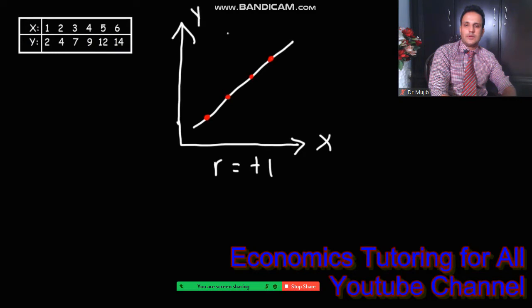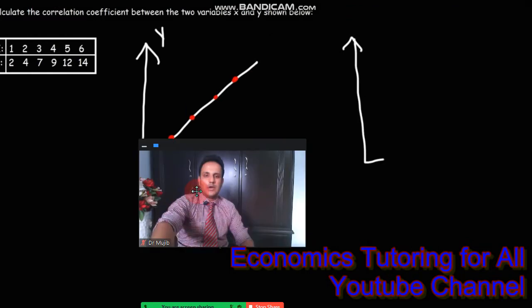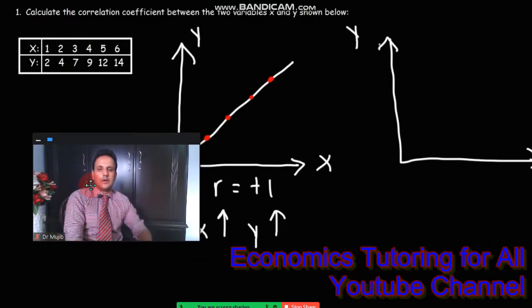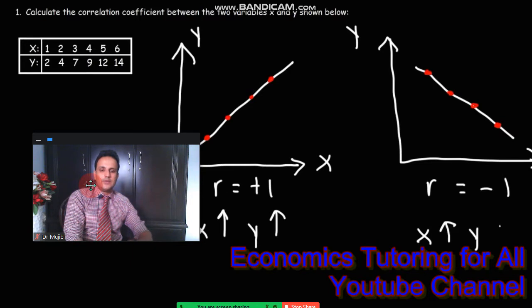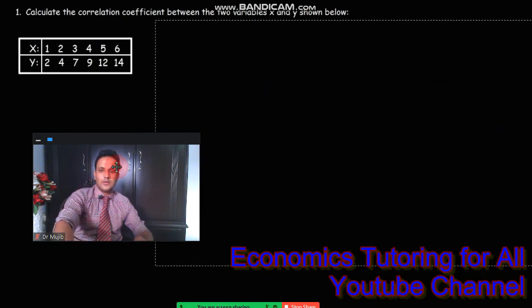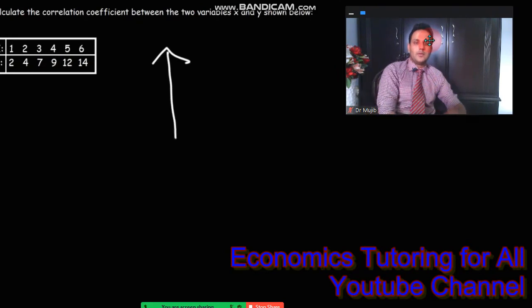If we represent the vertical axis by y and the horizontal by x, this means that when x increases, the y also increases, and if x decreases, the y also decreases. We have to take another example, where the line is moving downward. In this case, the relationship is negative, r is equal to -1, which means that the line is moving downward, and if x increases, y decreases, and if x decreases, y declines. So this is the association between the two variables. That means correlation can be 0, and it can be positive.